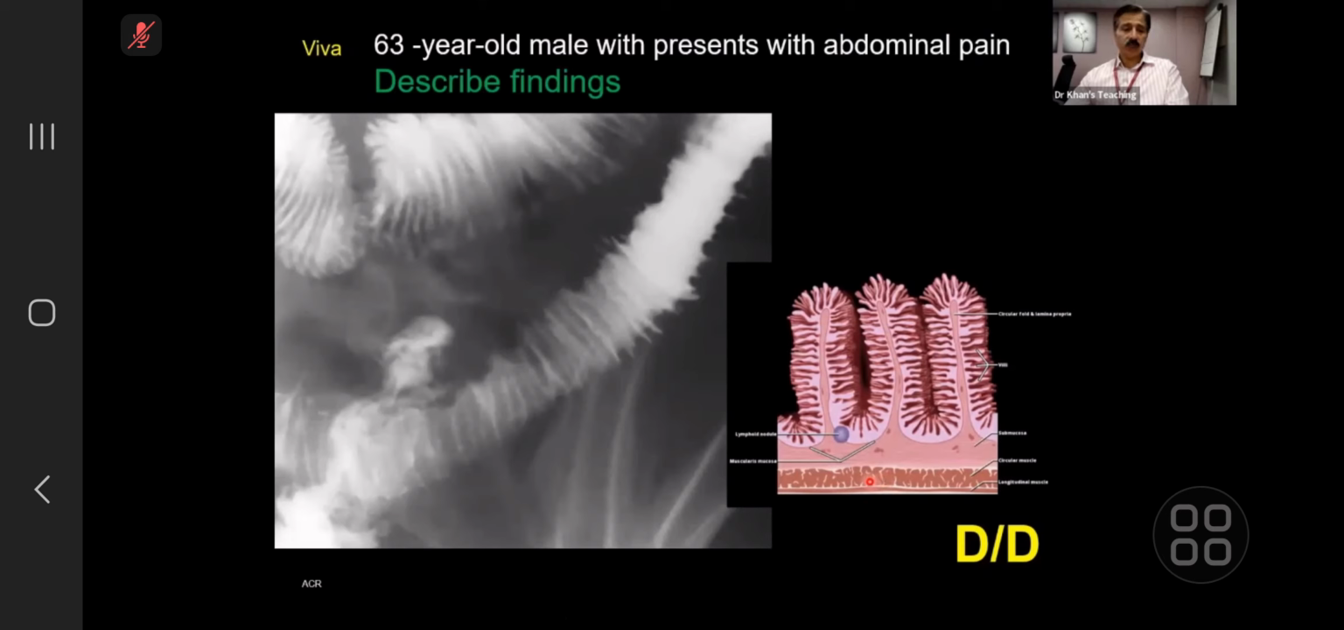Okay, this is your last film. Now, this is a spot film of a barium meal follow through. I just want you to describe if there is mucosal thickening or not. Over to you. Yes, there is a mucosal thickening. Can you describe radiological findings? How will you describe in the exam?